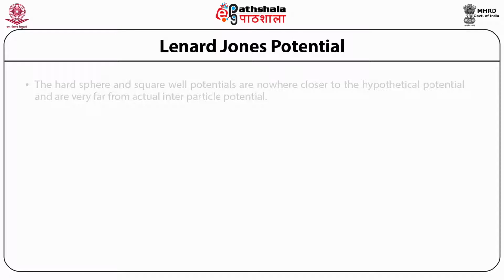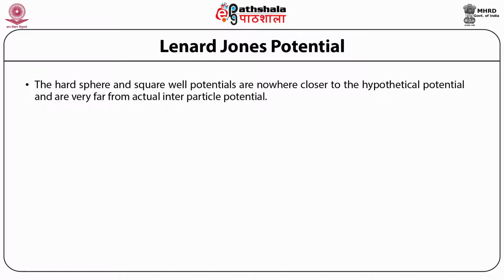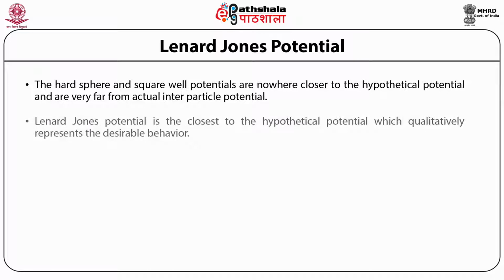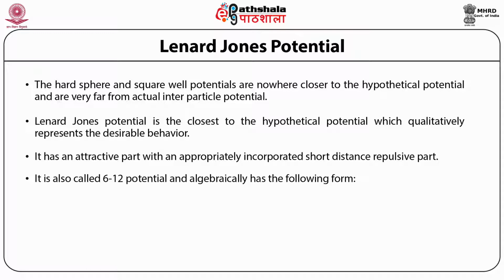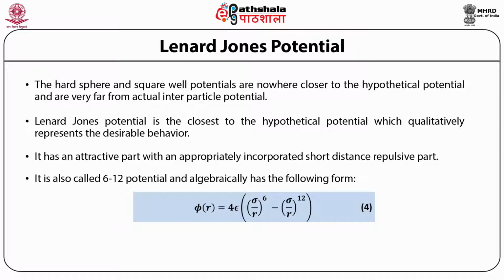Lennard-Jones potential. The hard sphere and square well potentials are nowhere close to the hypothetical potential and are very far from the actual interparticle potential. The Lennard-Jones potential is the closest to the hypothetical potential, which qualitatively represents the desirable behavior. It has an attractive part with an appropriately incorporated short-distance repulsive part. It is also called the 6-12 potential and algebraically has the following form: phi(r) equal to 4 epsilon multiplied by sigma upon r raised to power 12 minus sigma upon r raised to power 6. It has a minimum at r equal to sigma.